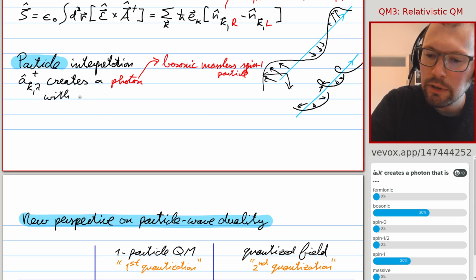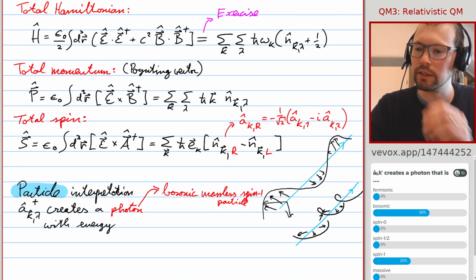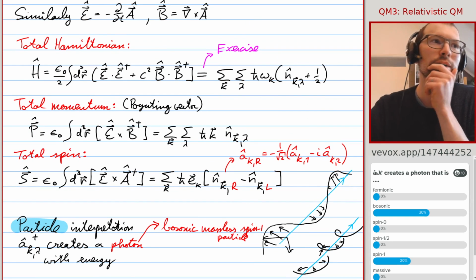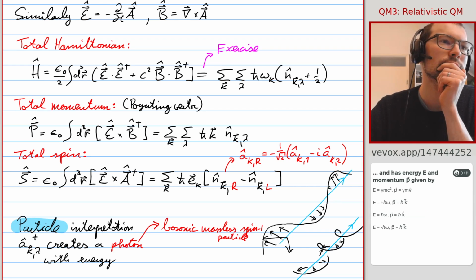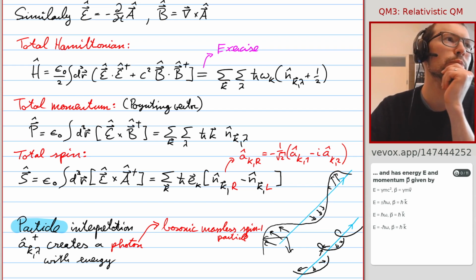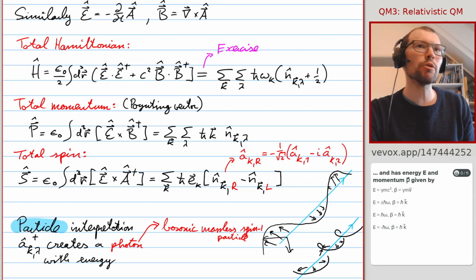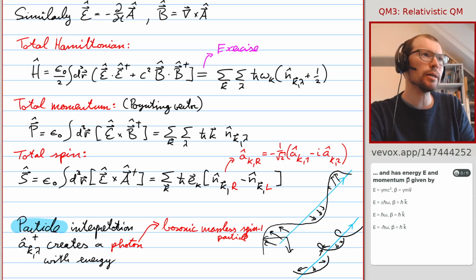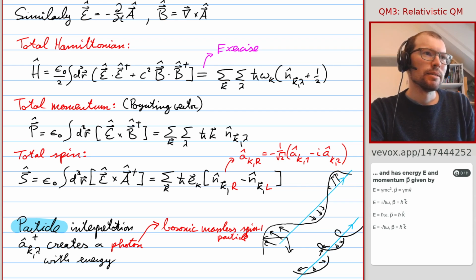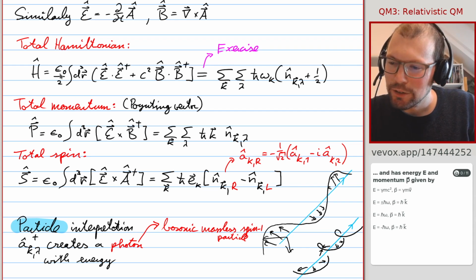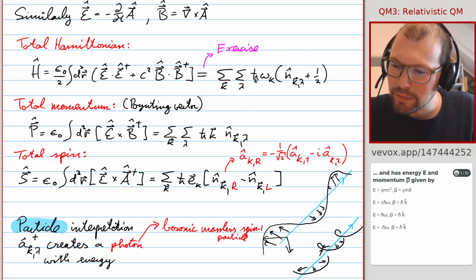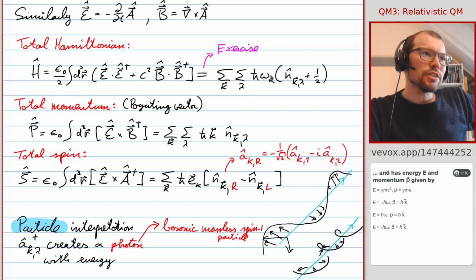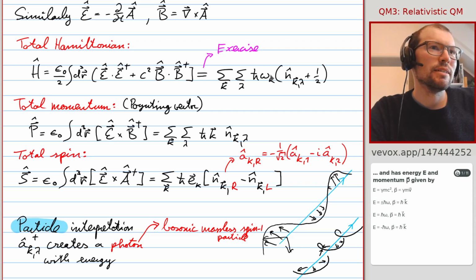with energy. Well, what is the energy? So it creates a photon with those properties, and it has energy E and momentum P given by. Please read it off from these two equations that we just deduced.